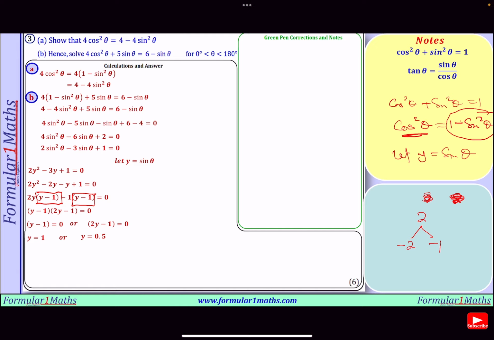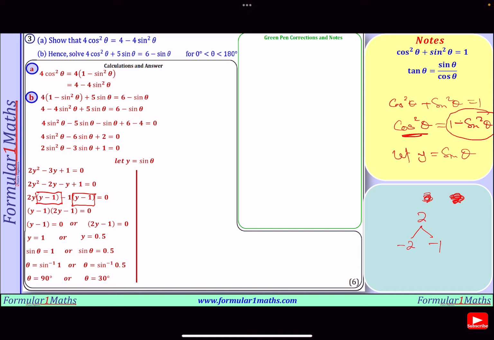Now I know that y is equal to sine theta. So I go back and replace y with sine theta. So sine theta is equal to 1, or sine theta is equal to 0.5. It's time to solve for theta. That means theta will be equal to sine inverse of 1, and that gives 90 degrees. On the other side, sine inverse of 0.5 will give 30 degrees.